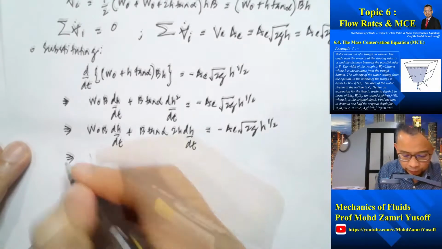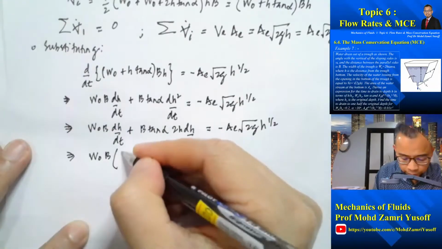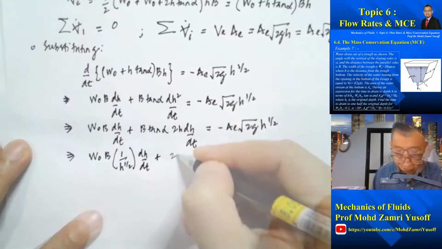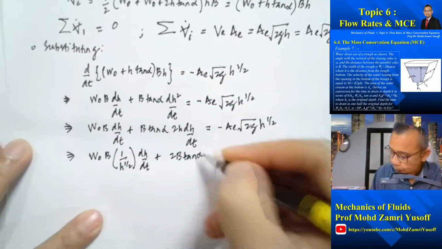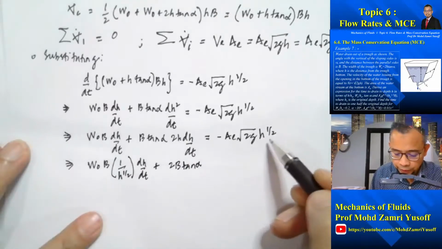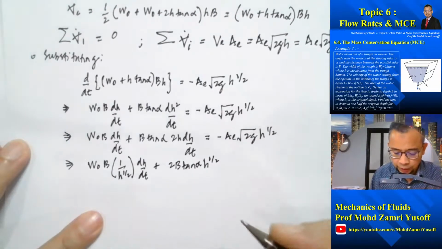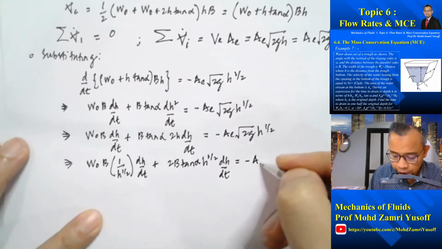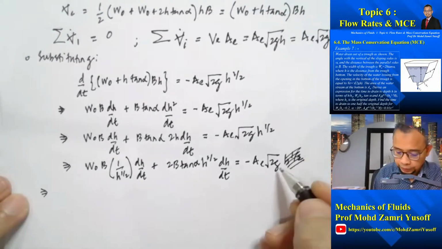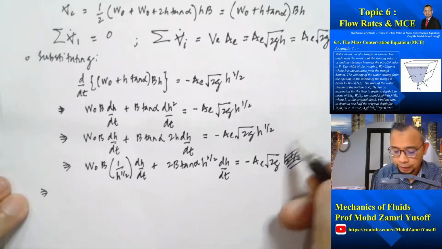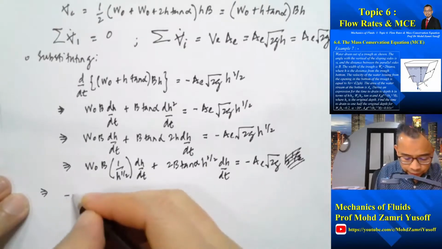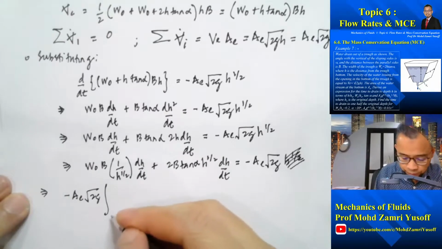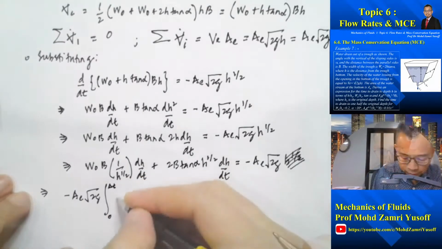This gives me W0 b times 1 over h to the half dh by dt plus 2b tangent alpha times h divided by h to the half, which leaves me with h to the half dh by dt, and that is equal to the right-hand side, minus AE root 2g. If I bring this dt to this side and then integrate, I can write minus AE root 2g, integrated from 0 to delta t of dt.